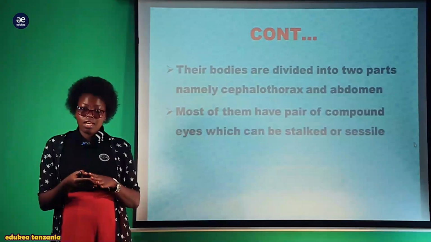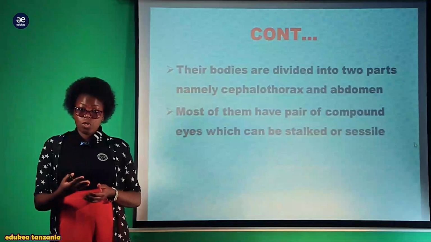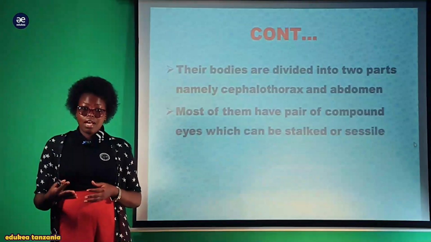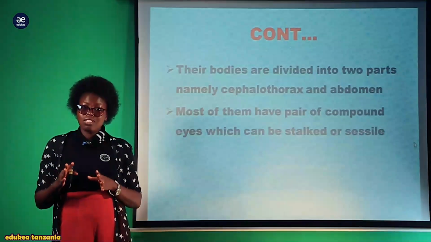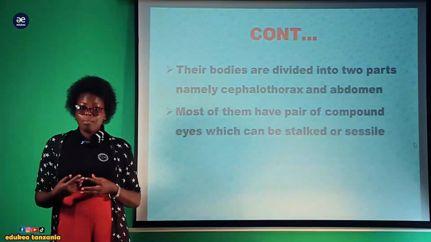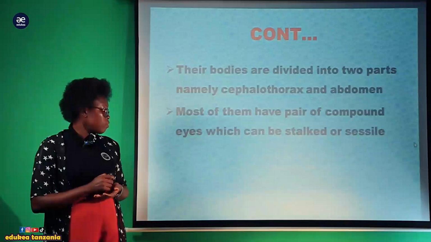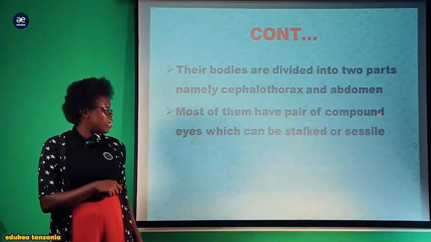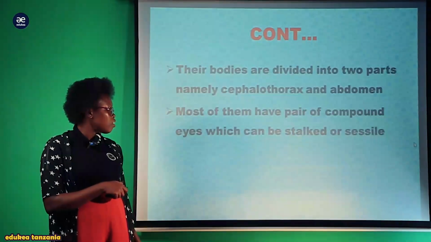So they have been fused together kutengeneza structure inayokuwa inaitwa prosoma au cephalothorax na abdomen. So wanakuwa na two distinct body regions or two tagmata ambao ni cephalothorax pamoja na abdomen. Vile vile most of them have pairs of compound eyes which can be stalked or sessile.